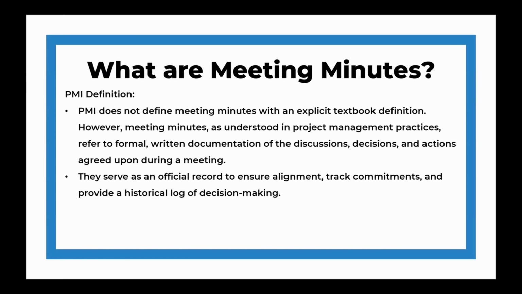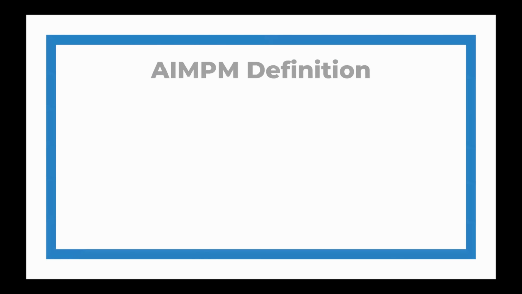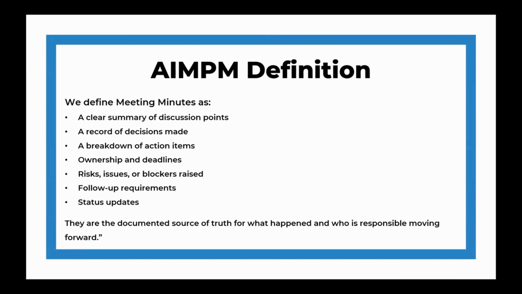Meeting minutes are the formal written record of what took place during a project meeting, but from our perspective, they should include some very specific pieces. They should include a clear summary of discussion points and things that were talked about, a record of the decisions that were made, a breakdown separated out for action items, ownership and deadlines, risks, issues, and blockers, follow-up requirements or next steps, and even status updates. This structure provides your project team with a categorized set of minutes rather than a jumbled set of notes that they're expected to comb through for that one task they forgot to do.